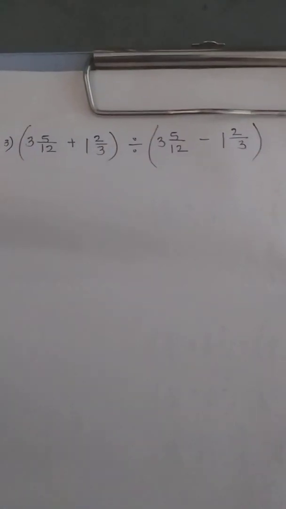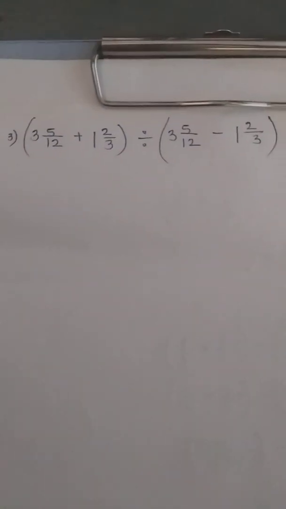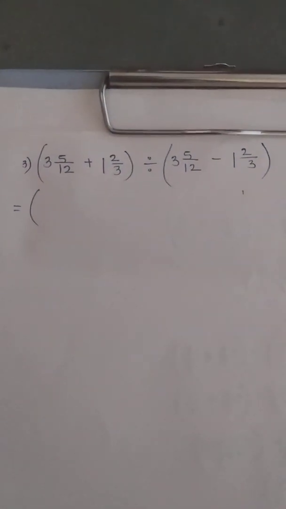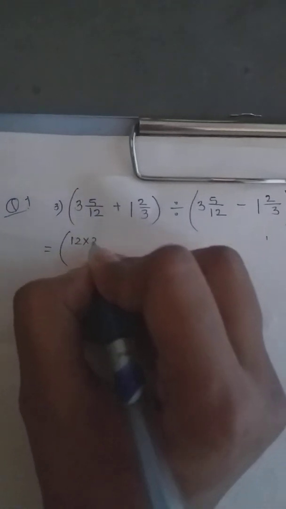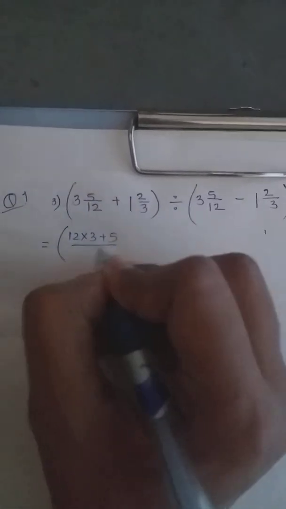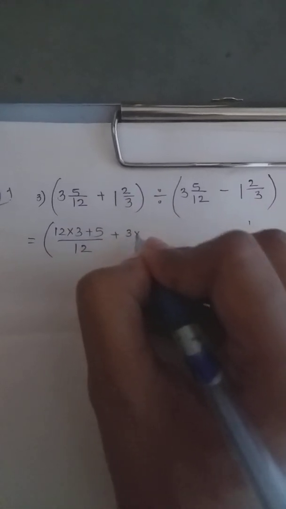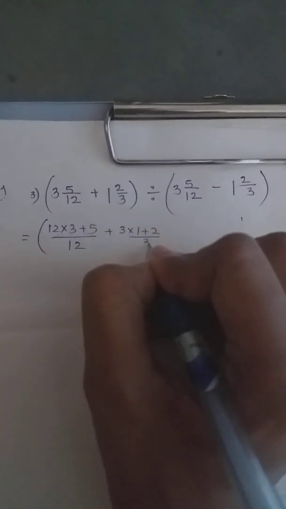Now the next sum based on division. See, we have to firstly solve the brackets and do the division. So since it is in mixed fraction, we have to convert into improper fraction and then do the next step. Firstly, 12 3s are 36 plus 5. We'll do like this: 12 into 3 plus 5 by 12, plus 3 1s are 3 plus 2 by 3.